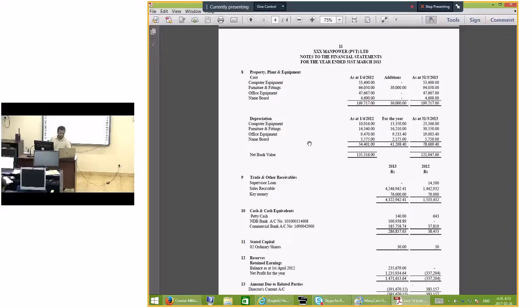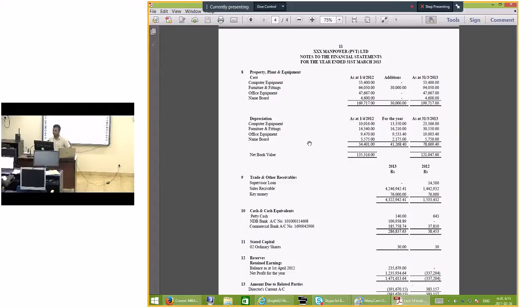Order of interest, I told you. And if you go to the PPE note, there is no name board which is fully depreciated. Sorry, I made a mistake. There is no name board, but accumulated depreciation, what has happened? It is more than the total name board value.